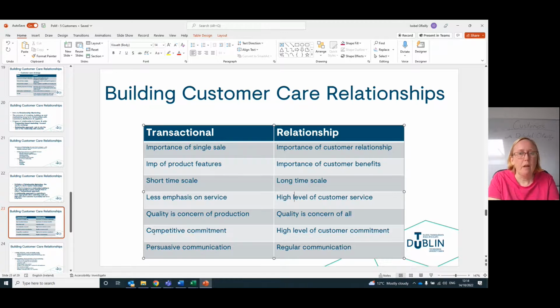Competitive commitment, meaning we just try to beat the competition in whatever it is we do. Whereas in a relationship approach, we have a high degree of customer commitment. The customer commits to us, we commit to them, and so on. And on both sides, we're locking in for a period of time. Persuasive communications. So this is advertising, really pushing, urging action in terms of buy it now. Whereas in the relationship approach, there is regular communication and less of the advertising, urgent call to action. It's more likely to be random communications.